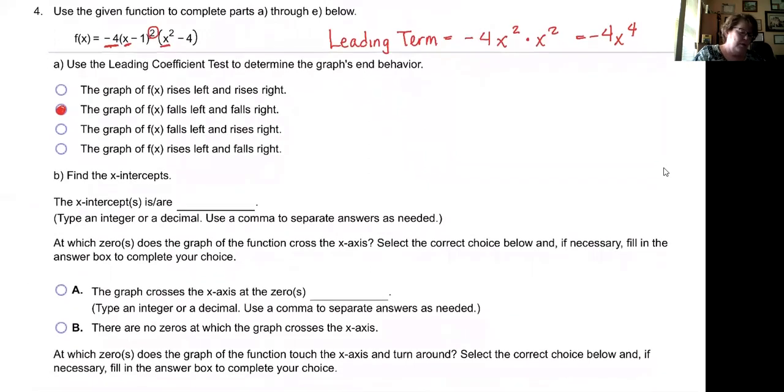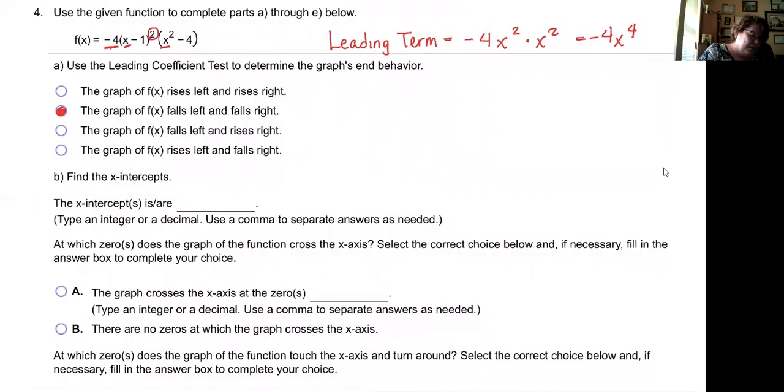All right, to find the x-intercepts, I set each factor that has a variable in it equal to 0. So I set the x minus 1 squared equal to 0 and the x squared minus 4 equal to 0. When I take the square root of both sides of that first equation, I get x minus 1 is 0, so I get x is 1.